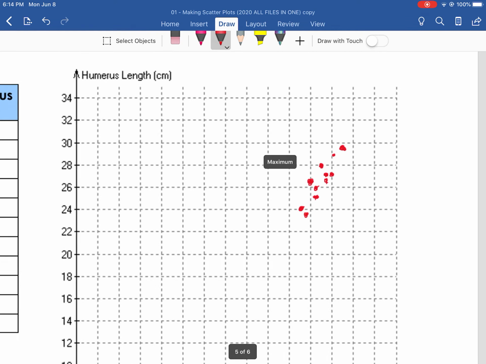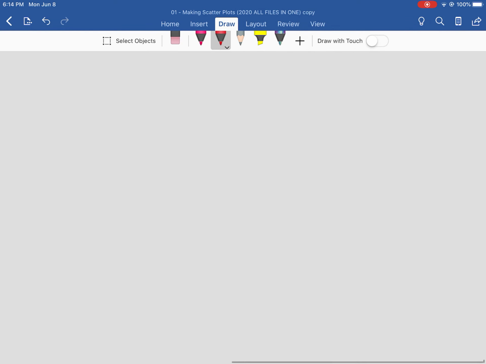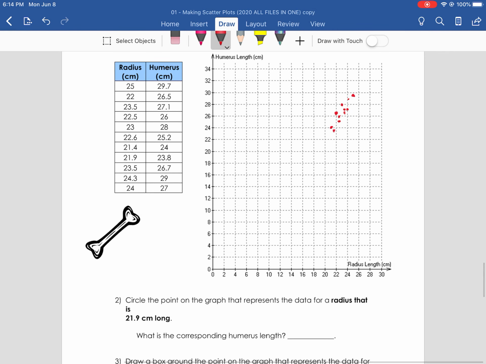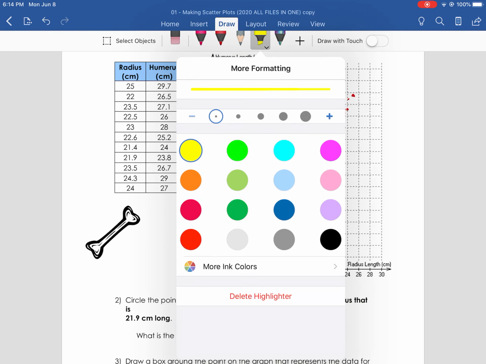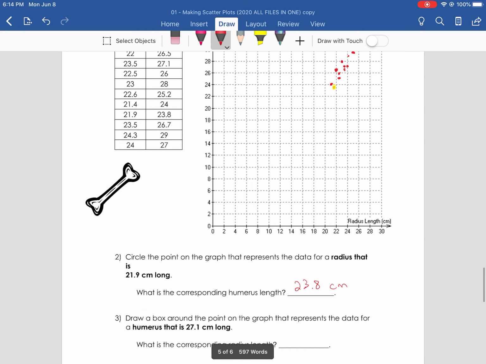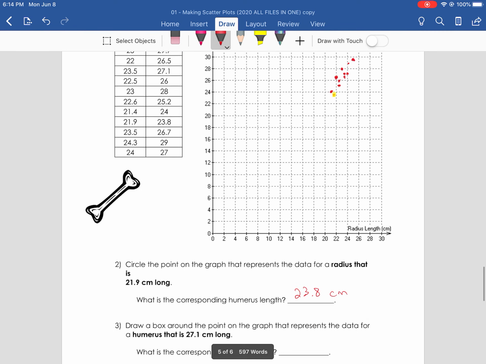I'm going to zoom in on that so you can really see the trend. You see it trending upwards there? There we go. Now, it says circle the point on the graph that has a radius of 21.9. I have a really small highlighter here. So that was the 21.9, 23.8, right about there. There's the one they're talking about. What was the corresponding humerus length? 23.8 centimeters. Draw a box around the point that represents the humerus of 27.1.